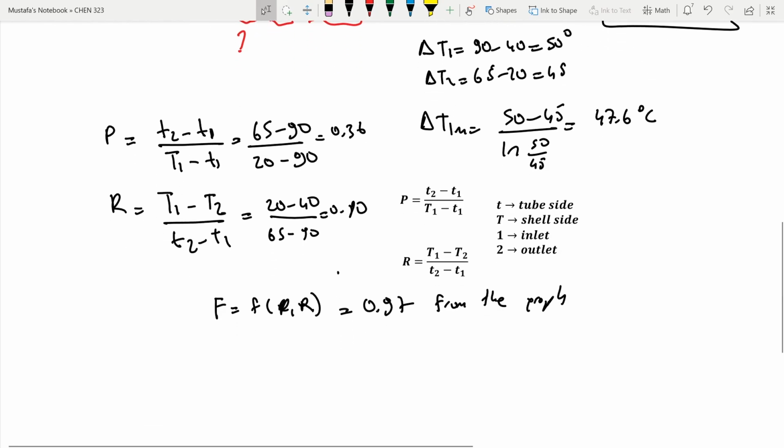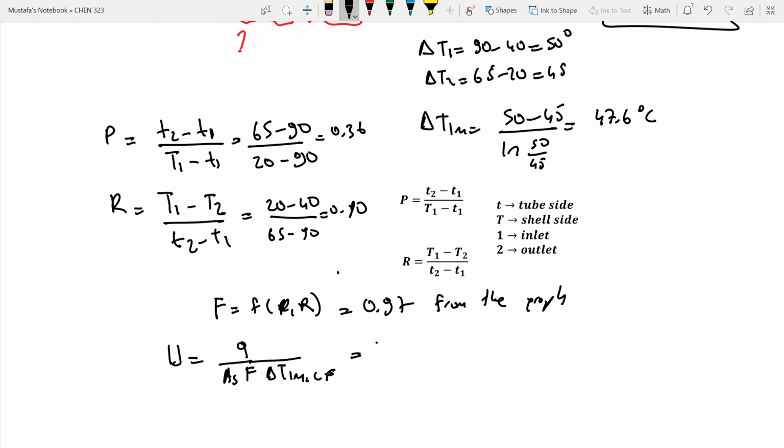So now I have everything. I can calculate U, which is Q over A surface times F times delta T log mean counterflow. And if you do the math, you'll have 3,341 watt per meter squared per Celsius. So I calculated this.